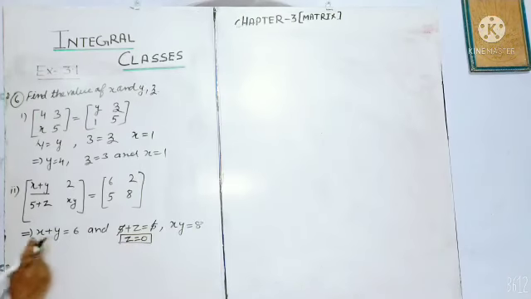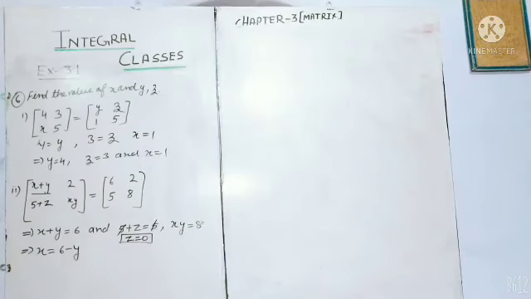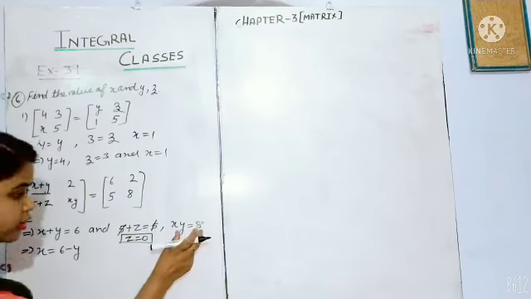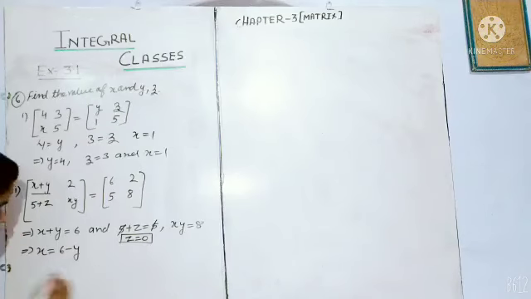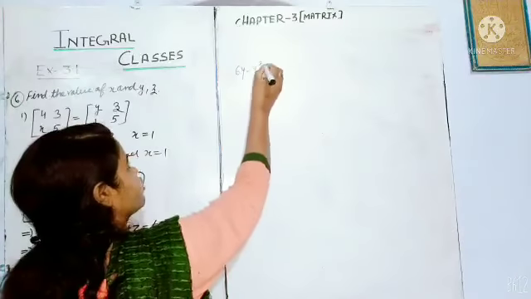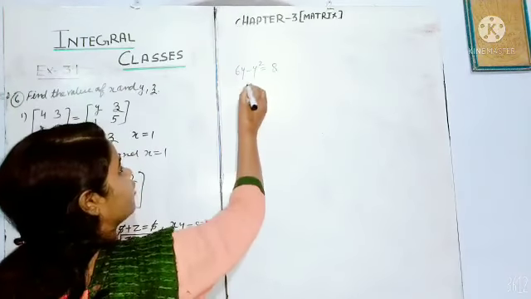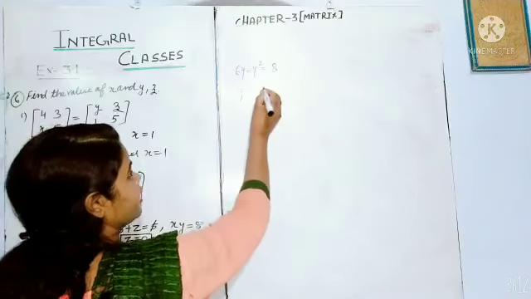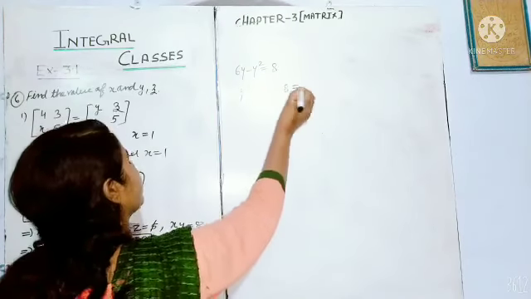Now from this we will find the value of x. x equal to 6 minus y. Now we will put the value of x in terms of y in this equation. We are given xy equal to 8. So x equal to what? 6 minus y, times y equal to 8. Now we will solve it. 6y minus y square equal to 8. Then y square goes to the other side: y square minus 6y plus 8 equal to 0.